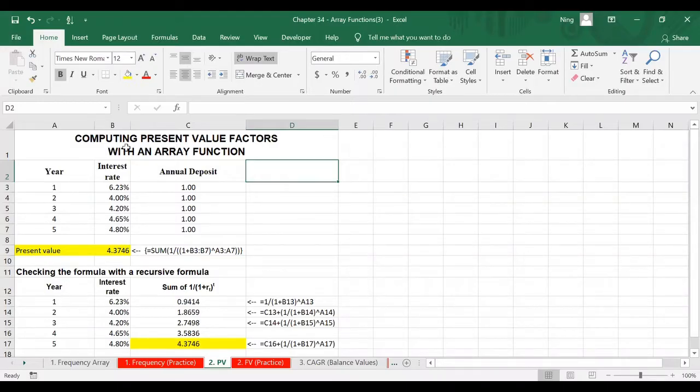Now let's use the present value example to take a look at how to create a homemade array function. In this example, let's assume that you're going to deposit $1 to a bank account using the prevailing interest rate that is given to you at the time of the deposit. For year 1, the prevailing interest rate is 6.23%, and for year 5, the prevailing interest rate is 4.8%. You want to calculate what is the present value of all your future deposits over the 5 years.